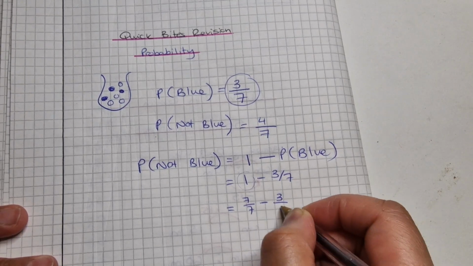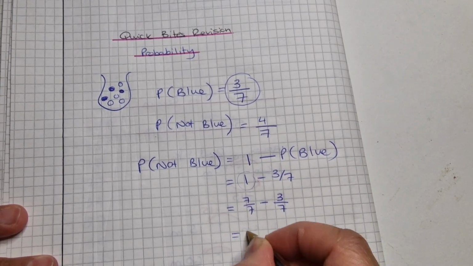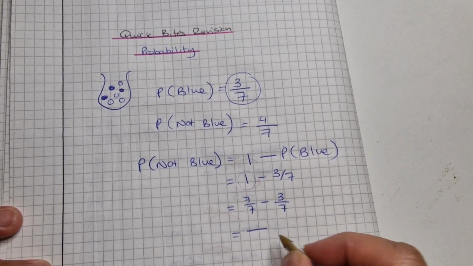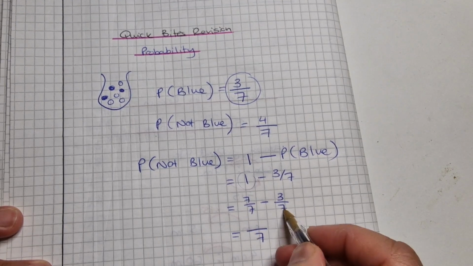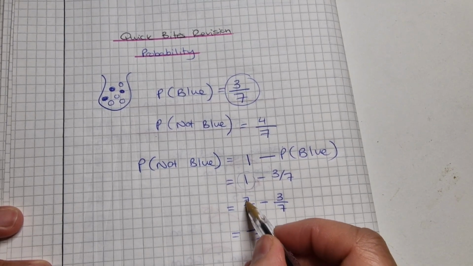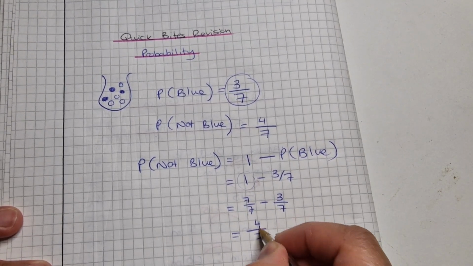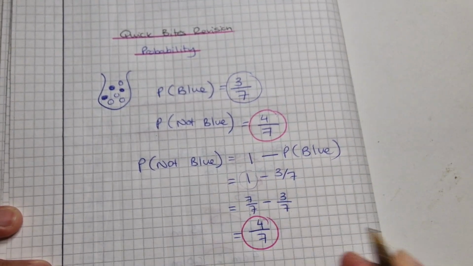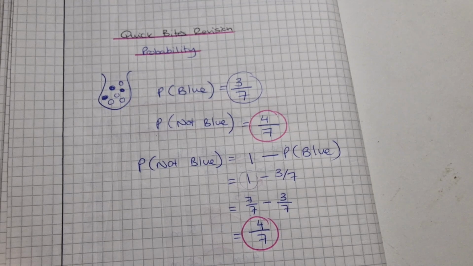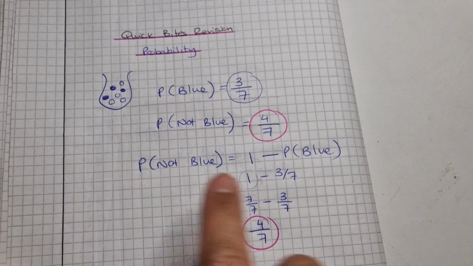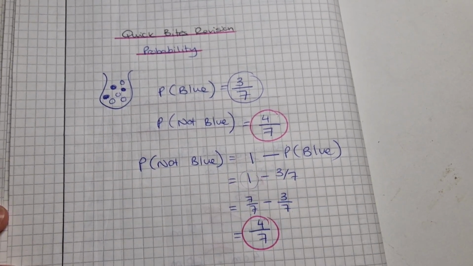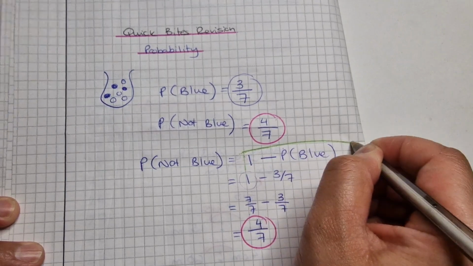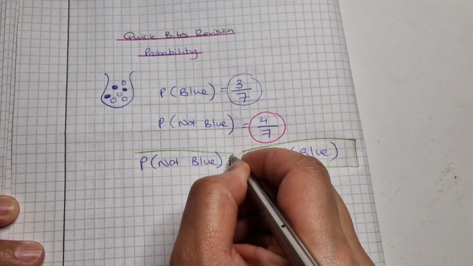So I do 7 over 7, take away 3 over 7. Remember, when we add and subtract fractions, the denominator stays the same, as long as they're the same. And then we just do 7, take away 3, which gives us 4. And if you take a look, that's the same as what we had there as well. Okay, make sure you know these definitions, and make sure you know how to do 1 take away whatever it is that you're doing the not probability of.